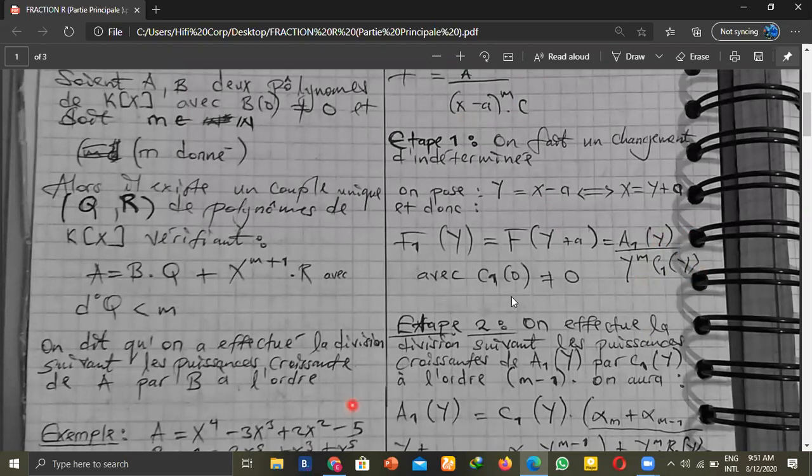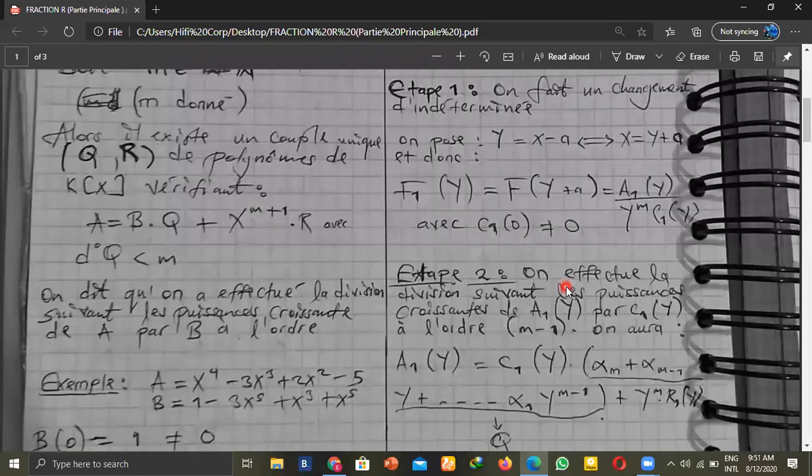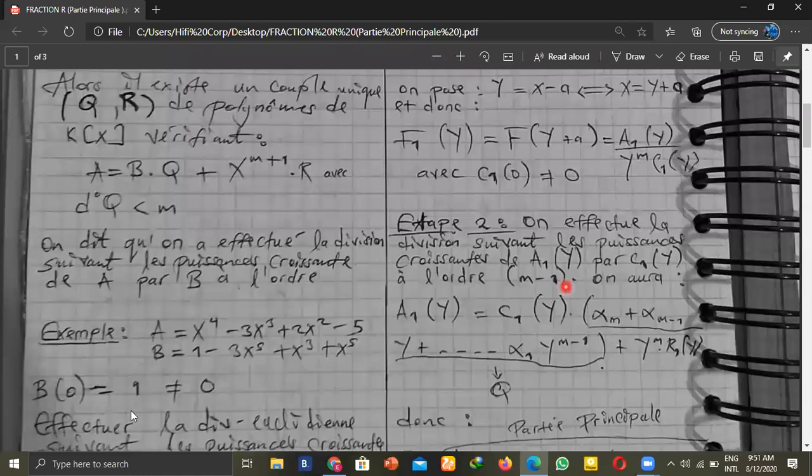Avec C1(0) is not equal to 0. This is what we said here. I said b0 is not supposed to be equal to 0. That's what we had said. So when we're done with this step, we go to étape 2: on effectue la division suivant les puissances croissantes.